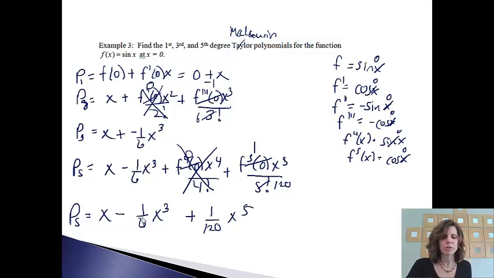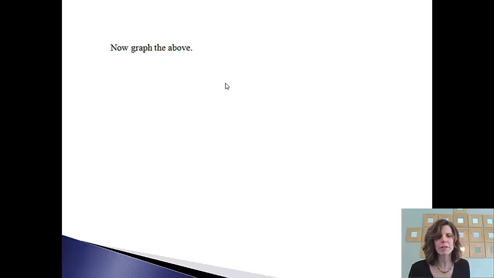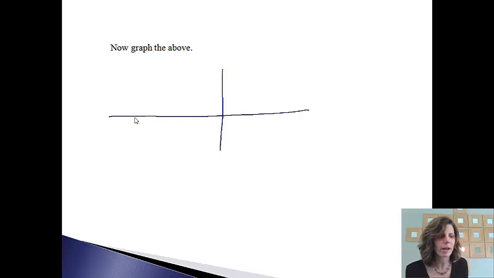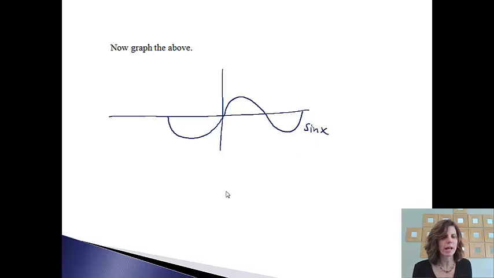Okay, and you'll notice in the next part it says to now graph the above. So if I were to graph sine x, first of all, let me just draw what sine x looks like. Sine x, if you recall, looks like this. So I'll just call that one sine x. And then if you graph P sub 1 of x, which is x, it just looks like that. So that's P1. You'll notice that does not really look like that function at all.